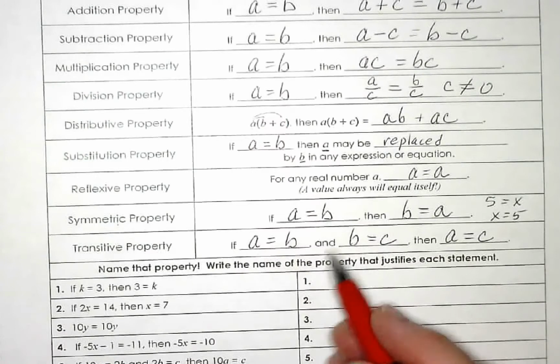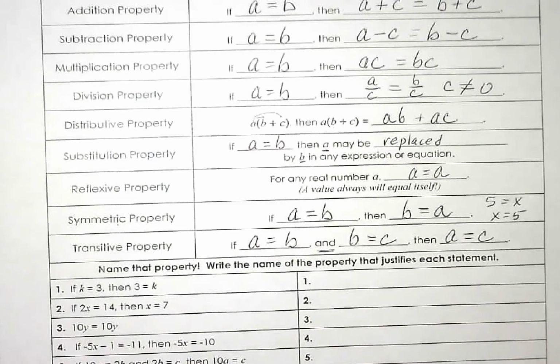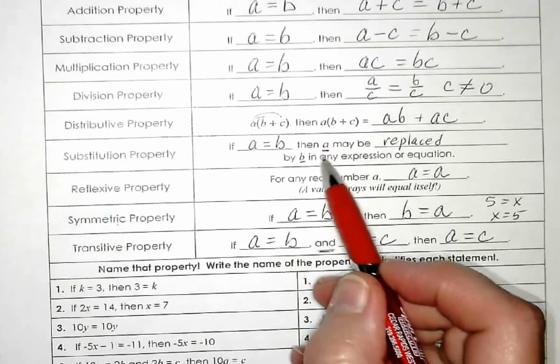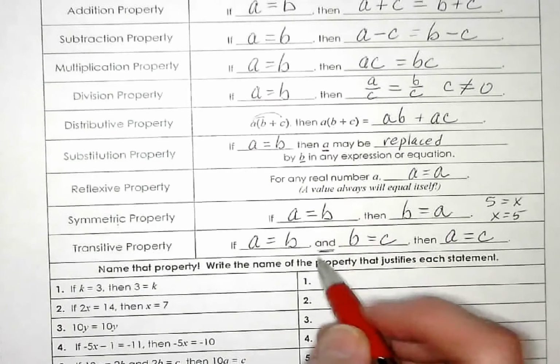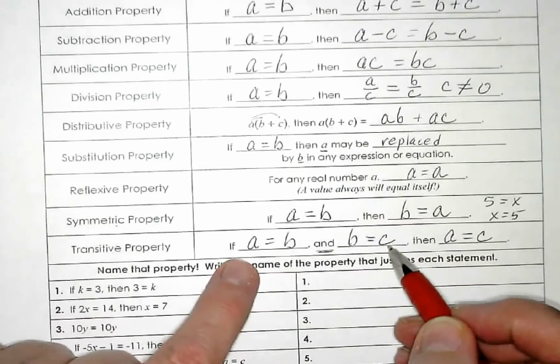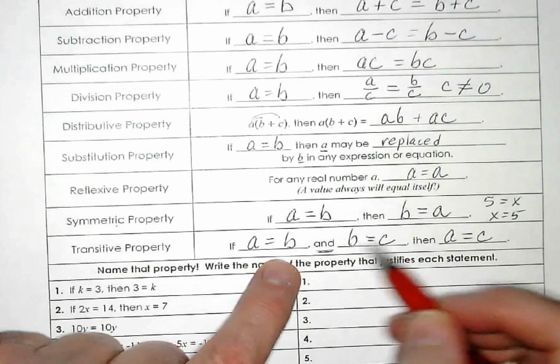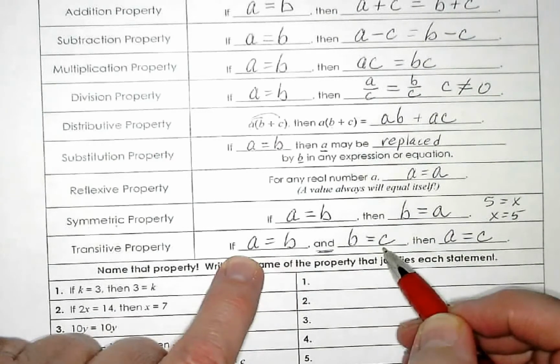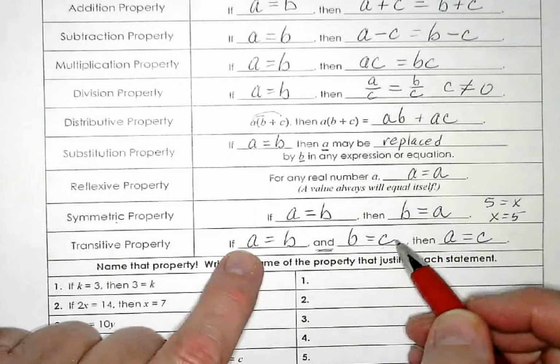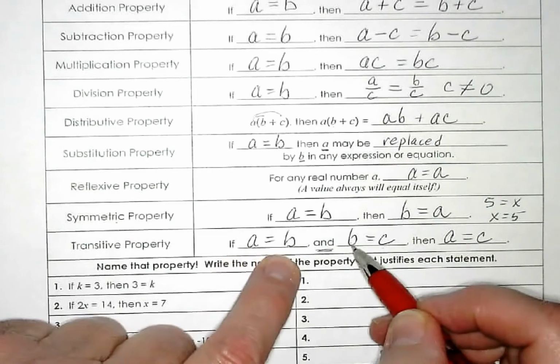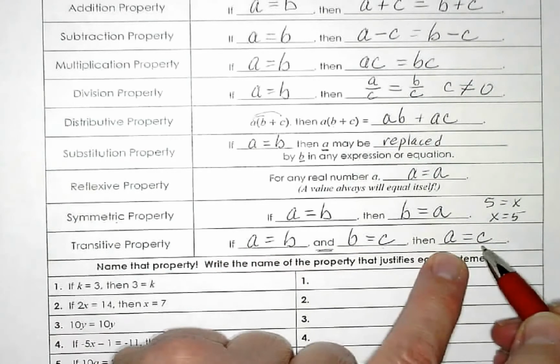This one has an "and" to it, so there's like two pieces to this one. There also will be two pieces to the substitution one. But here, if these two values equal the same thing, then they are equal to each other. That's called transitive. If these two equal the same thing, then they're going to equal each other. Why can I say that?